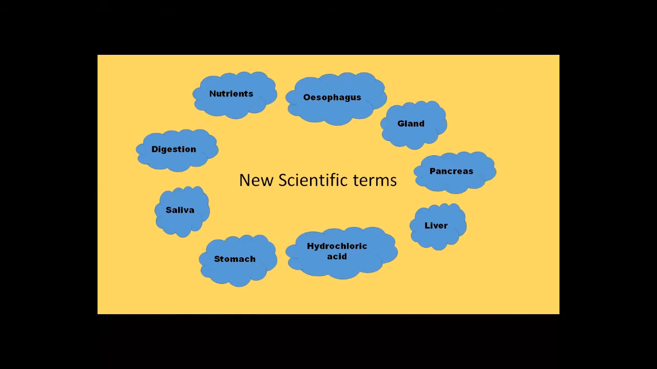The first is nutrient. What is nutrient? Esophagus, glands, pancreas, liver, hydrochloric acid, stomach, saliva, digestion. What are the new scientific terms in this unit? Nutrient, esophagus, glands, pancreas, liver, hydrochloric acid, stomach, saliva, and digestion.